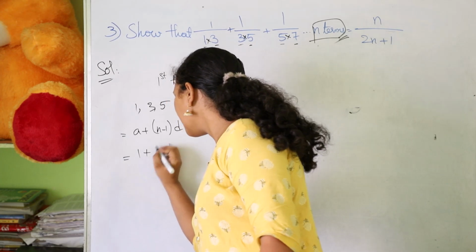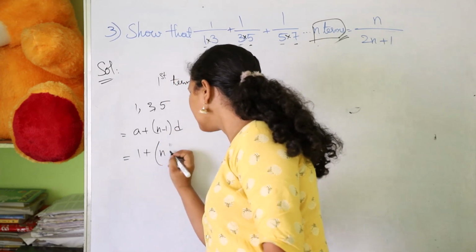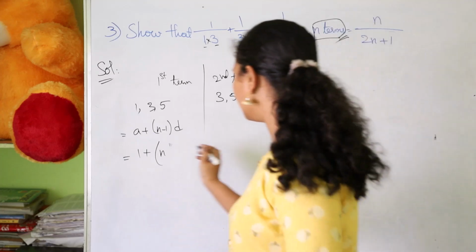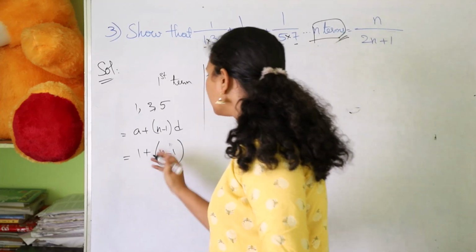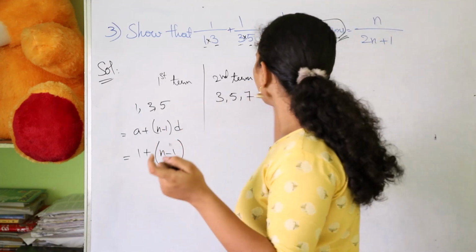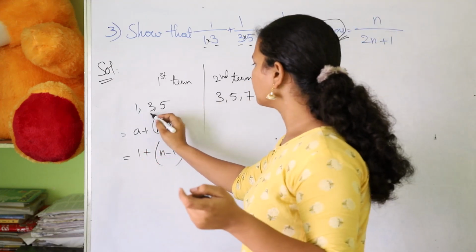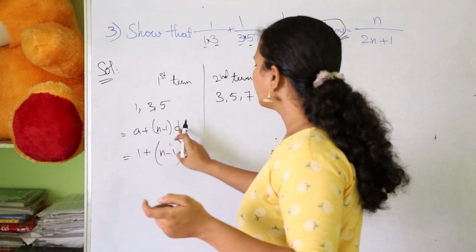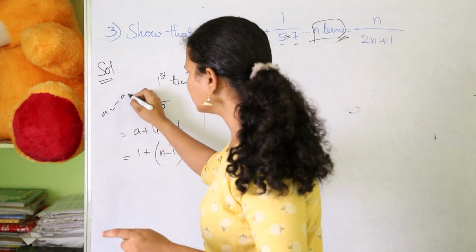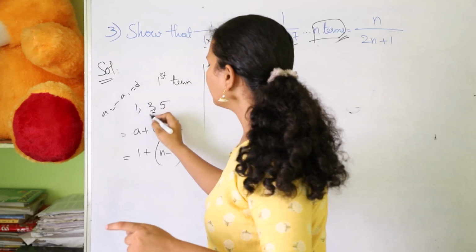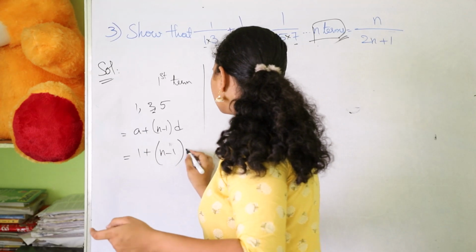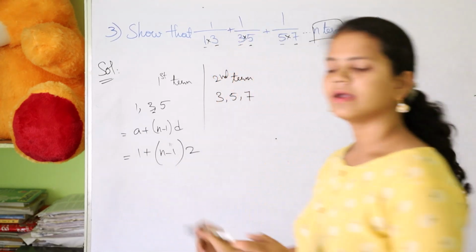Plus n minus 1 into d, where we don't know the n value. d value is what, guys? a2 minus a1, right? Here a2 is 3, so 3 minus 1 equals 2. Therefore the d value is 2.